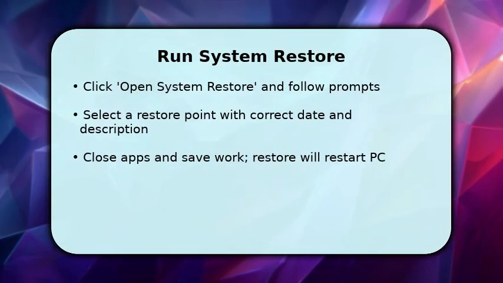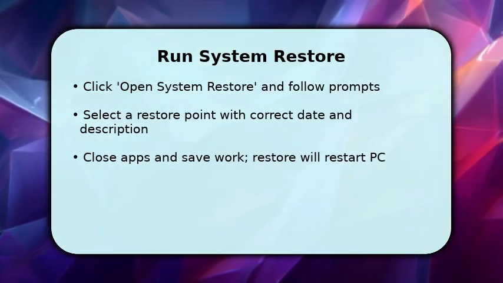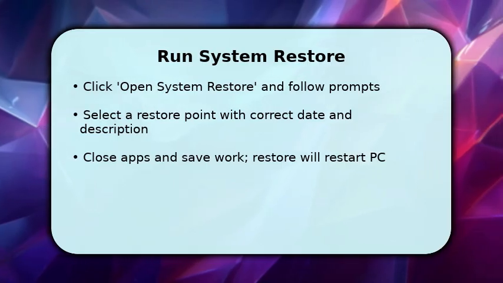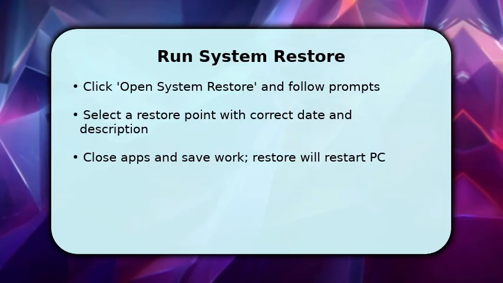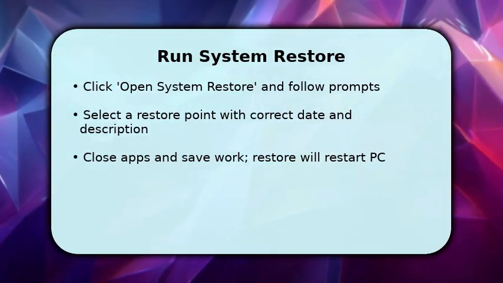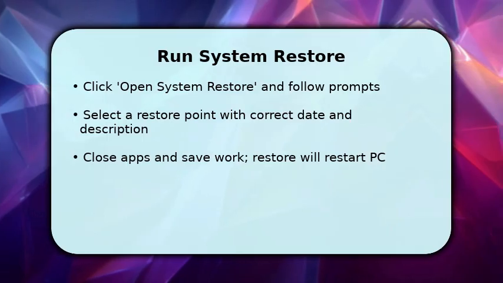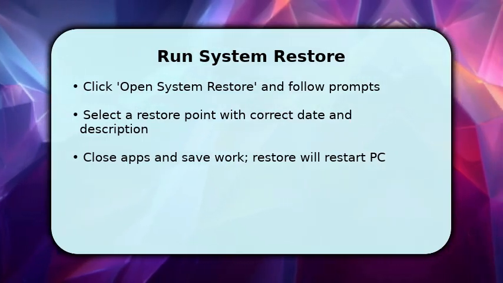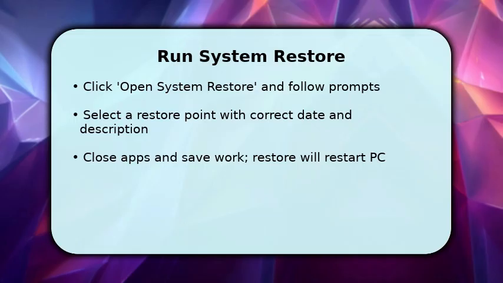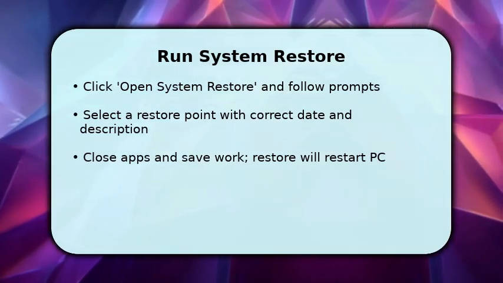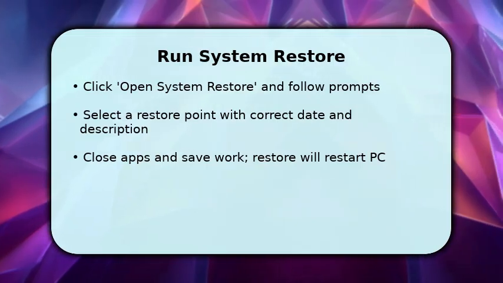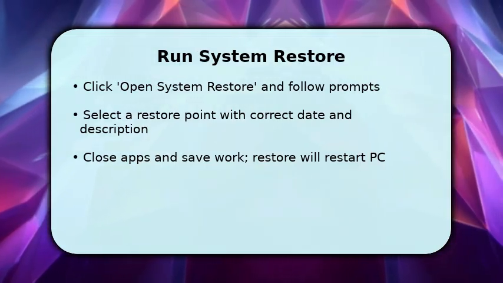You now perform the core restore. Click Open System Restore and follow the prompts. Windows will show available restore points. Choose the point that predates the problematic update because selecting the right timestamp is crucial to undoing only the failing changes. Once you confirm, Windows will prepare files and ask you to close apps. Save work because the machine will reboot. This process replaces system files and registry settings to the chosen snapshot, effectively undoing the recent update.